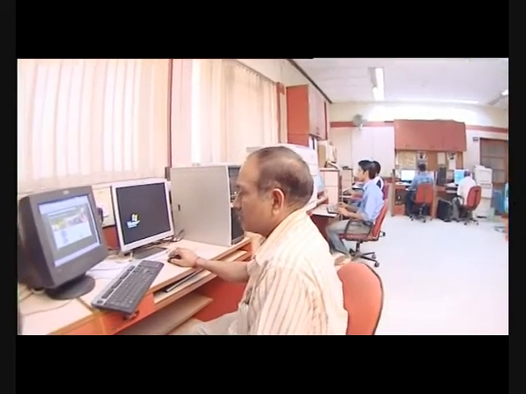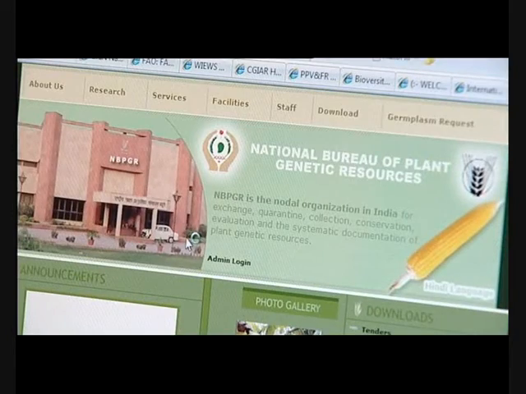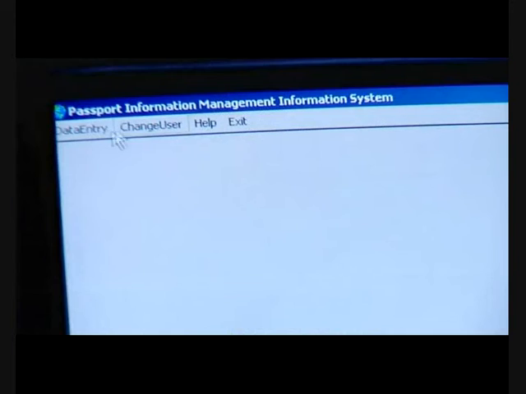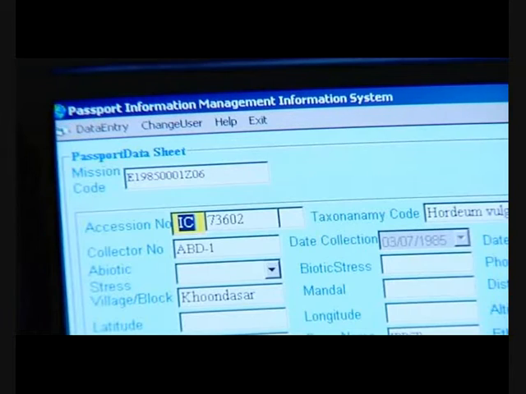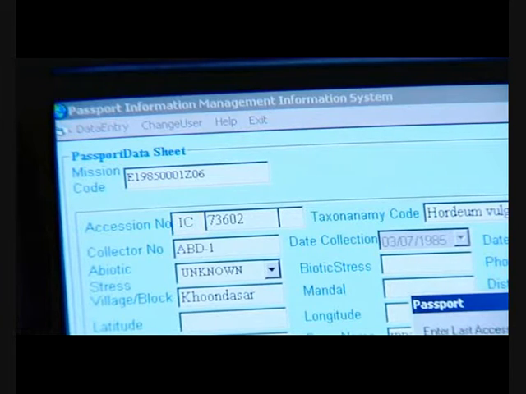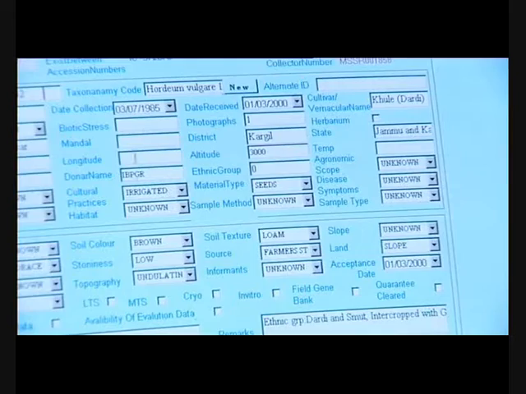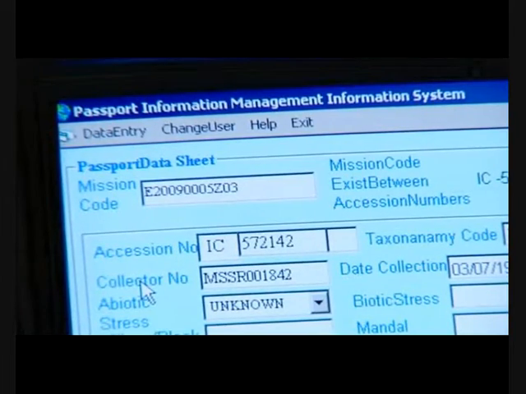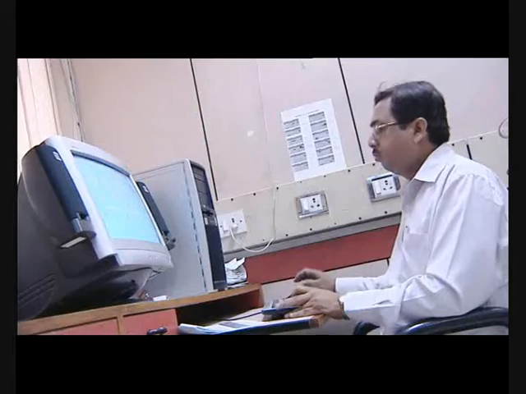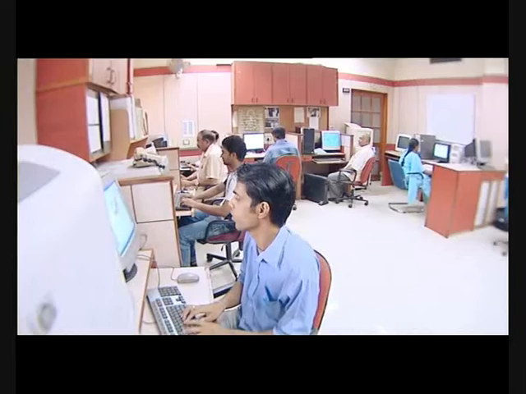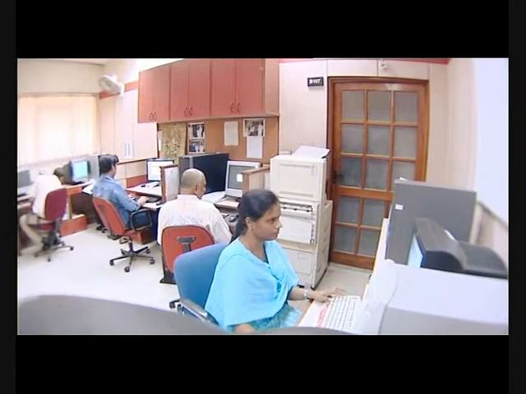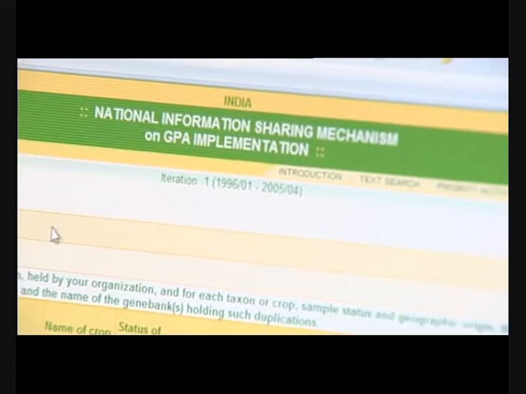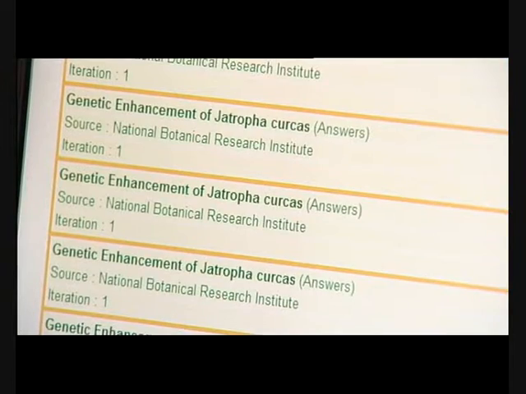All germplasm that is collected, evaluated and conserved is systematically documented. The most important step is assigning a unique identity number to each accession, IC number for indigenous collections and EC number for exotic collection. NBPGR has developed online databases for easy access and retrieval of passport data and information on germplasm exchange, quarantine and conservation of PGR.